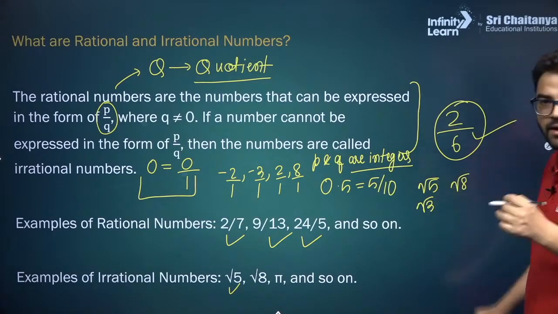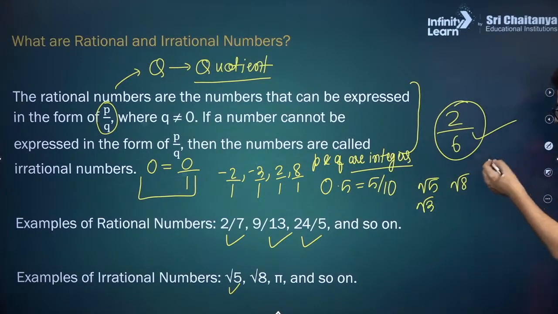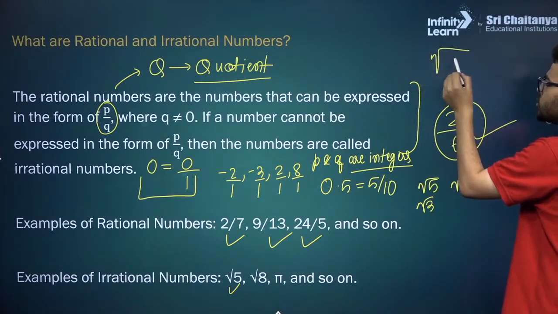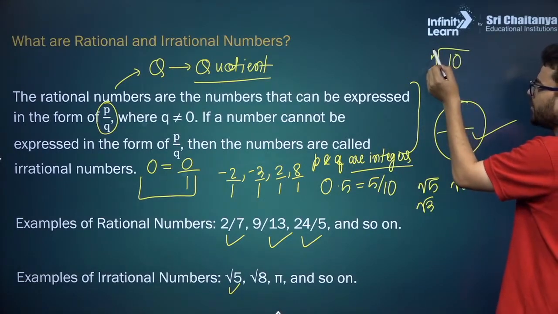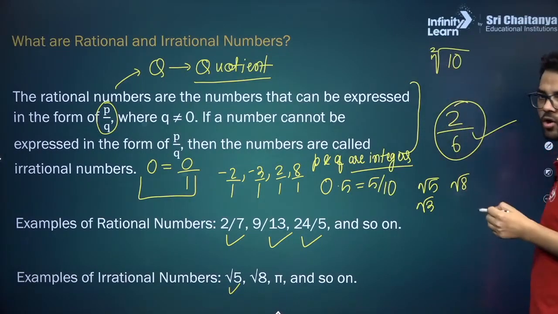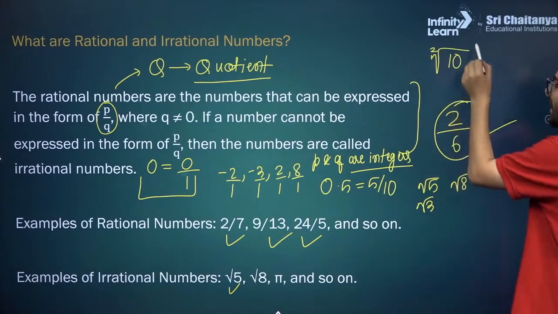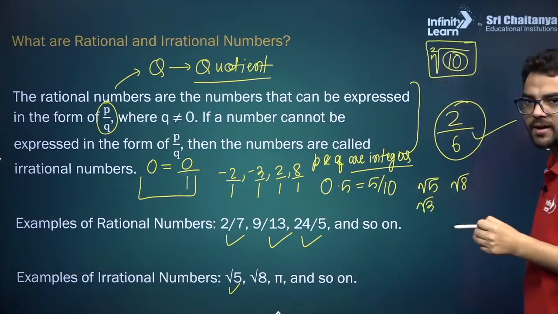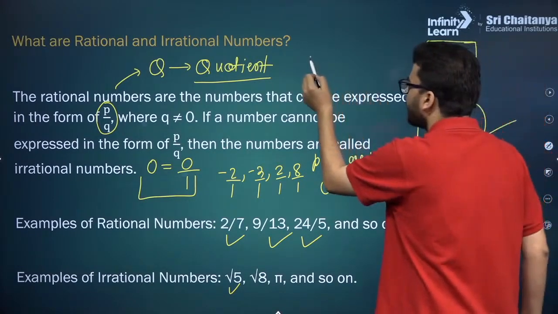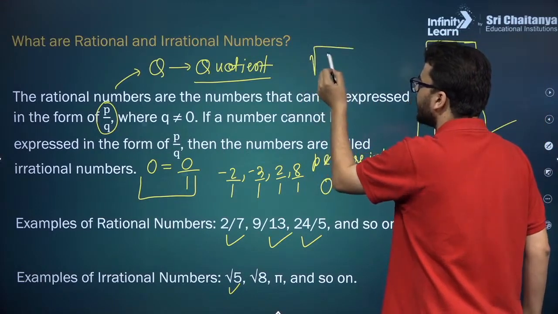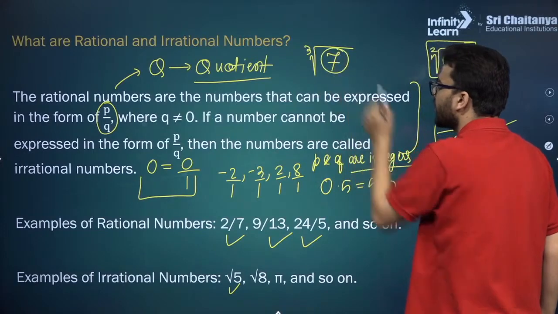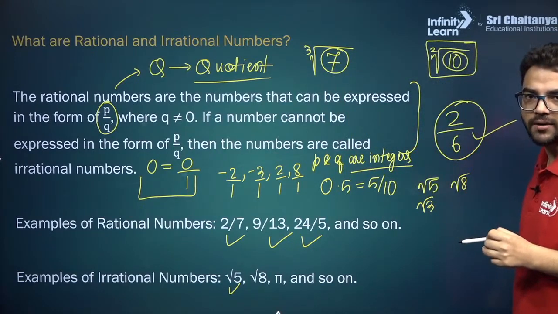In fact, irrational numbers are these. See, for example, you want to find the square root of 10. Square root means you can write 2 as well over here, right or not? Second root of 10, that is an irrational number. The reason being 10 is not a perfect square. In the same manner, if you find cube root of 7, so this is an irrational number because 7 is not a perfect cube. I hope you got it, right?